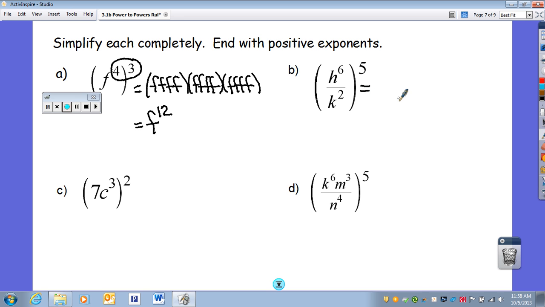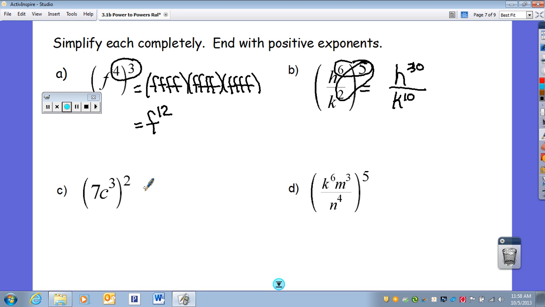Let's try this example by doing the shortcut. In the numerator, my base is an h, and I simply multiply the exponents together. 6 times 5 would be 30. In the denominator, my base is a k, and I will multiply the exponents together, and I would have 10 k's, which would be k to the 10th.